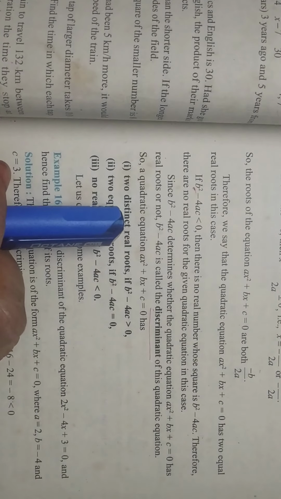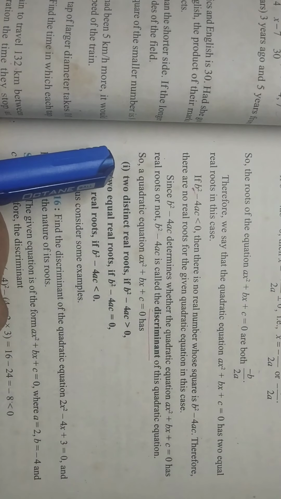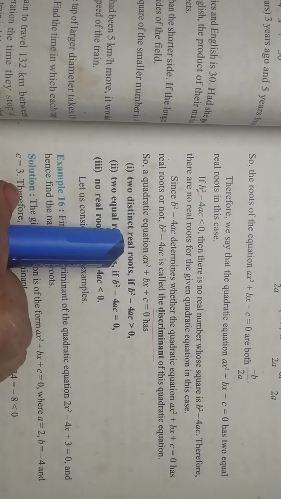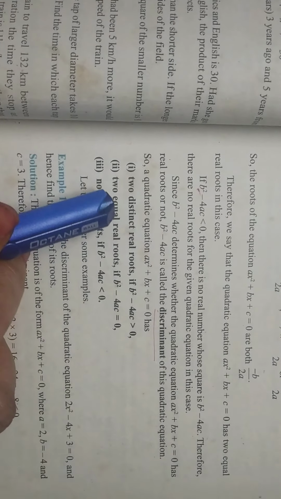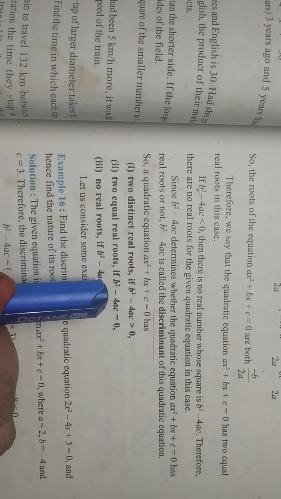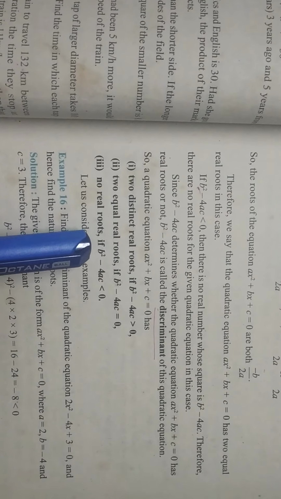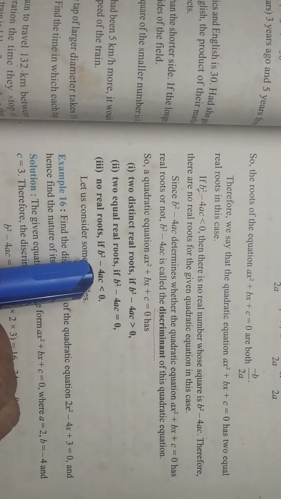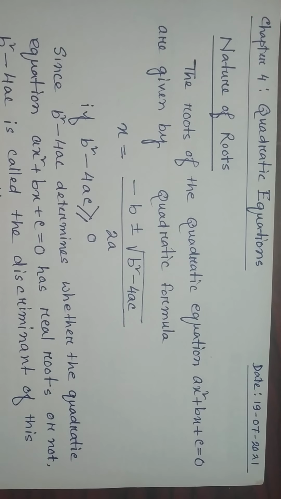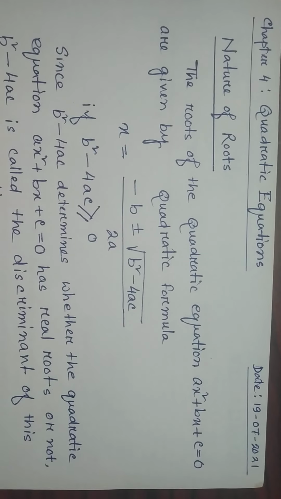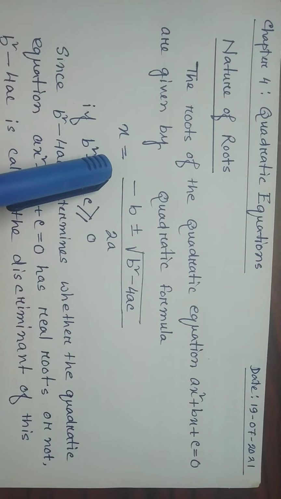So, the quadratic equation ax square plus bx plus c equal to 0 has two distinct real roots if b square minus 4ac is greater than 0, two equal roots if b square minus 4ac is equal to 0, and third, no real roots if b square minus 4ac is less than 0. That means, do you understand? This is the nature of the roots, using the quadratic formula.